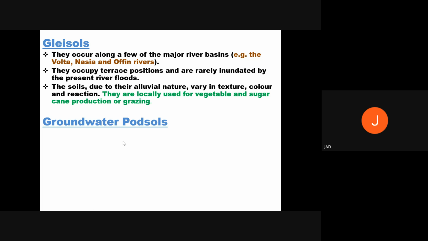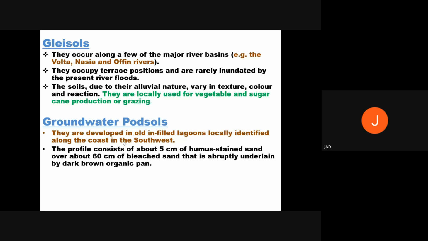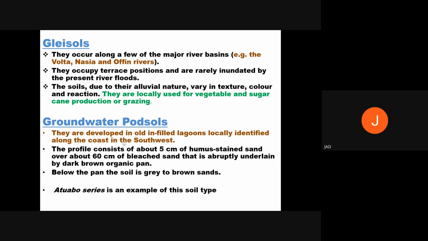Then we have the groundwater podzols. They are developed in old infilled lagoons locally identified along the coast in the southwest. The profile consists of about 5 centimeters of humus-stained sand over about 60 centimeters of bleached sand that is abruptly underlain by a dark organic pan. Below the pan, the soil is gray to brown sands. So the Atuabo series is an example of this type, Atuabo.